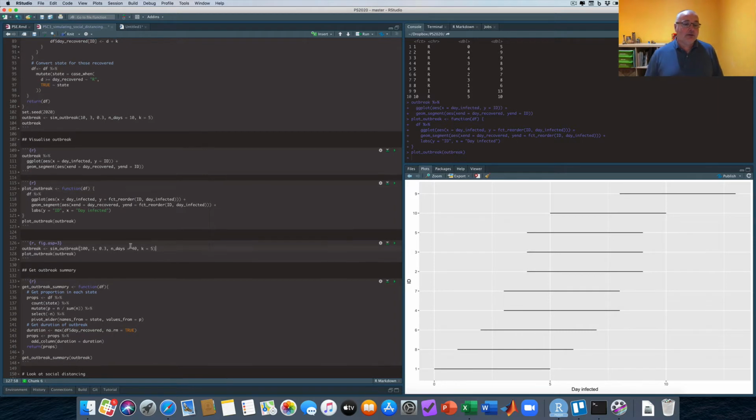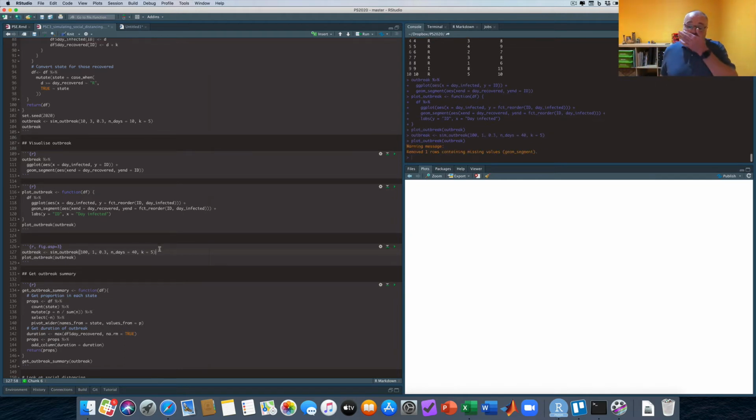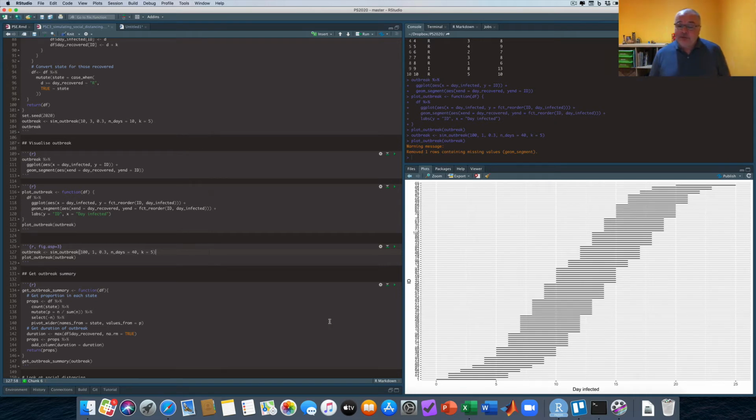Let's do something bigger. Let's have 100 people. This time they don't go out as much. They only, on average, meet one person. There's a 0.3 chance. We're going to look at it for 40 days. And once infected, you're infectious for 5 days. Have a look at that. And now we can see our outbreak.